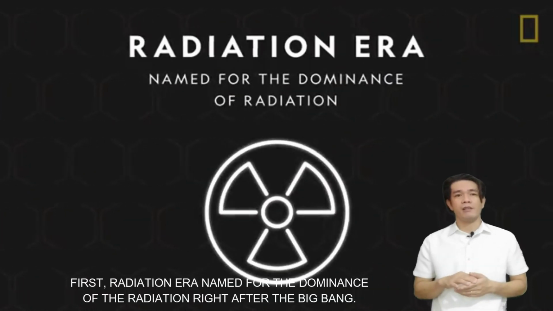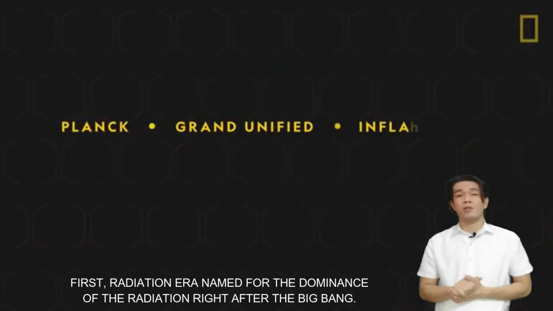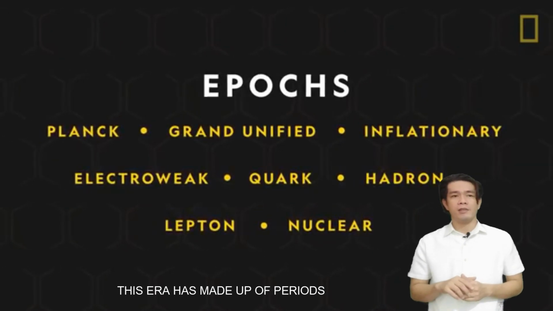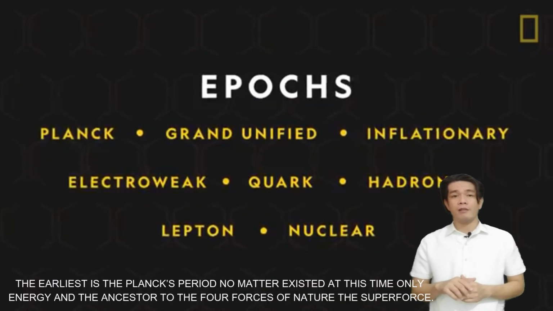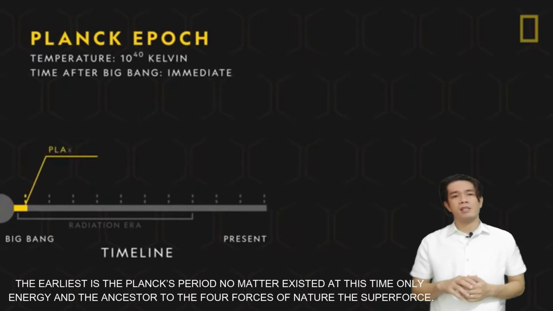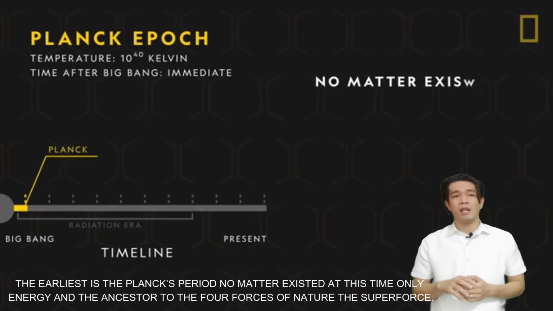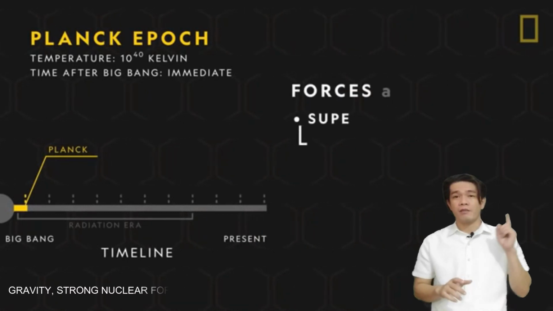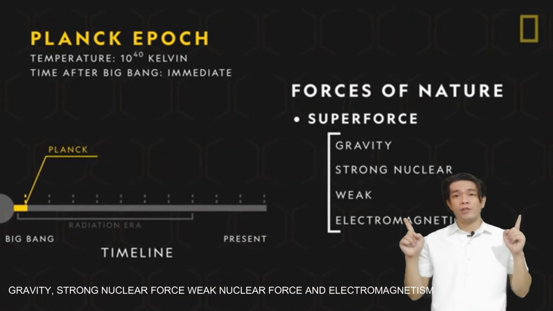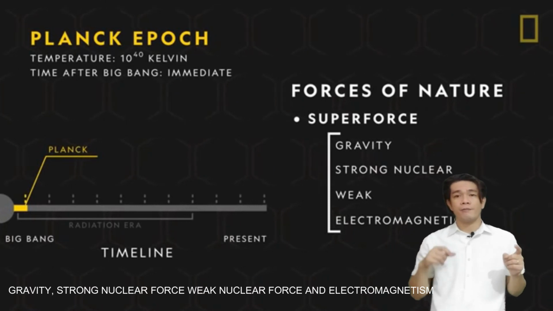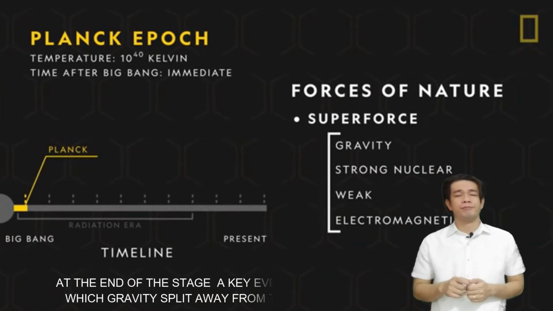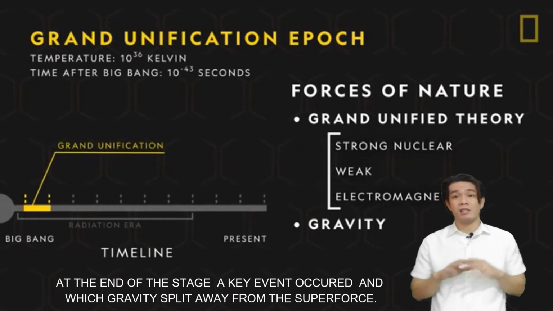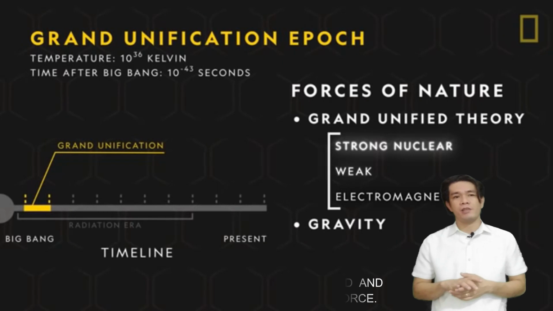First, the radiation era, named for the dominance of radiation right after the Big Bang. This era is made up of periods. The earliest is the Planck period. No matter existed at this time, only energy and the ancestor to the four forces of nature, the superforce: gravity, strong nuclear force, weak nuclear force, and electromagnetism. At the end of this stage, a key event occurred in which gravity split away from the superforce.